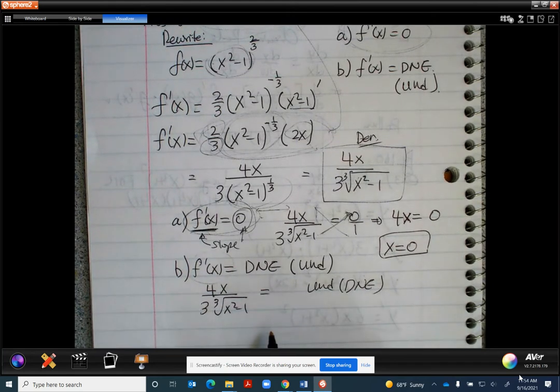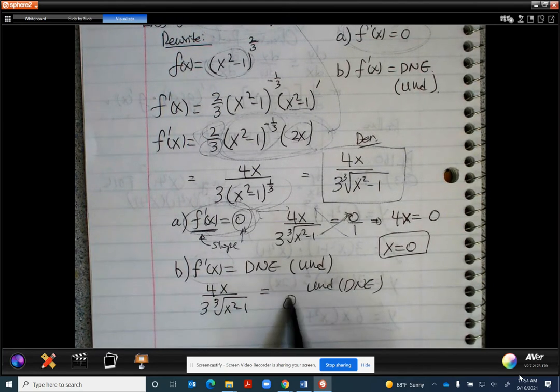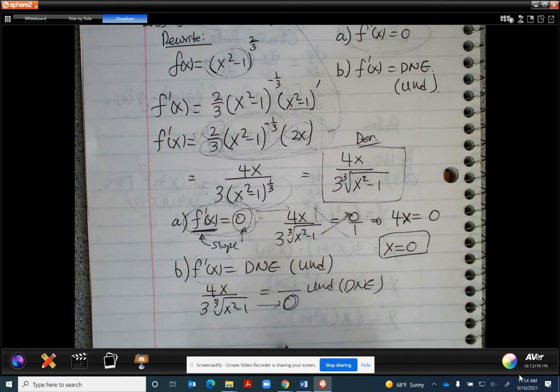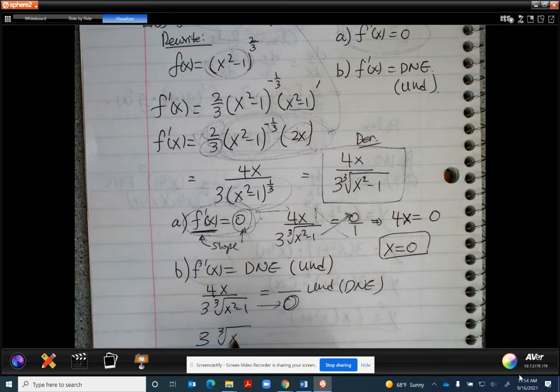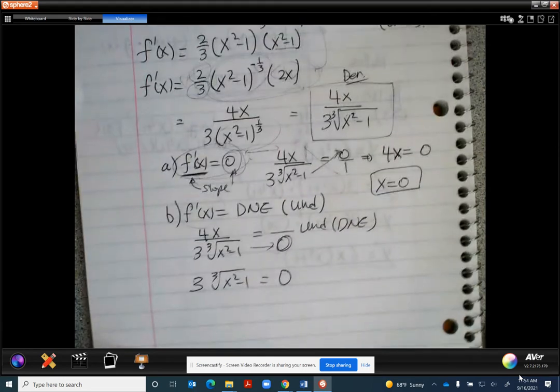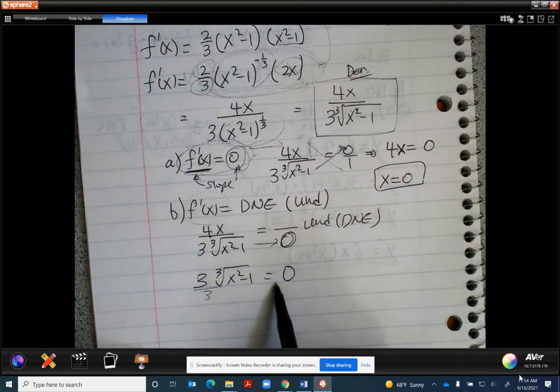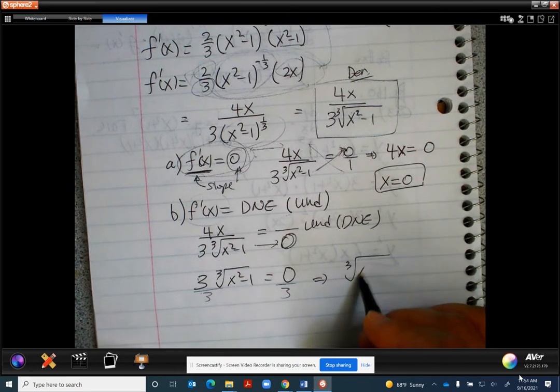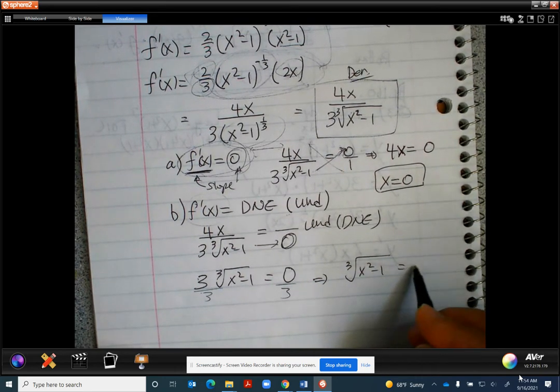What do I need to have? You need to have a 0 in the denominator. Does that make sense? So I don't have to set everything equal to 0. I just need to set 3 cubic root of x squared minus 1, which is your denominator, equal to 0. That's all you need to do. So let's go ahead and solve this. You divide both sides by 3. Isn't it that cubic root of x squared minus 1 is equal to 0 still?